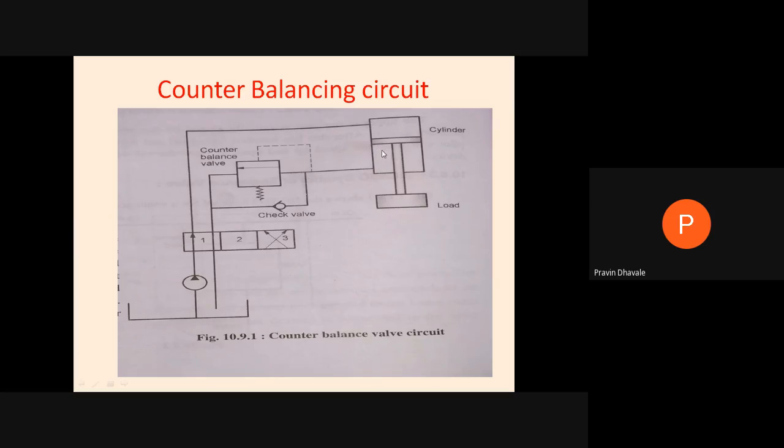Whenever the pressure within this chamber reaches a set pressure, at that time this pilot signal is given to this valve, so this valve will get connected and fluid is discharged to the tank. Are you getting? समजतंय का?